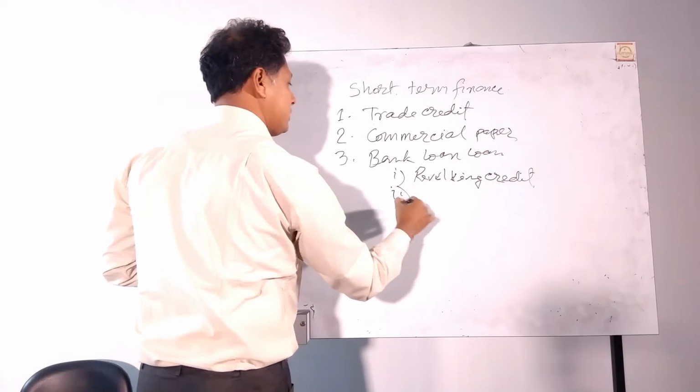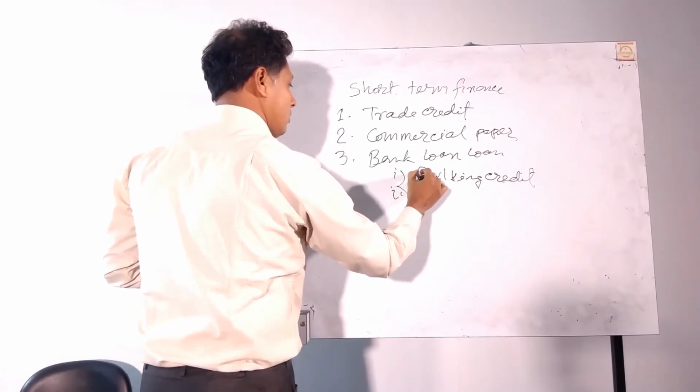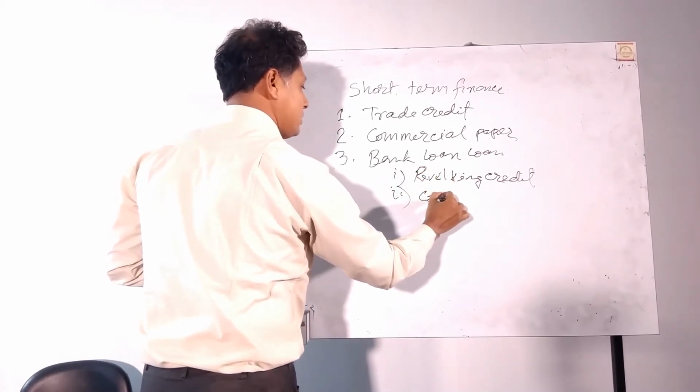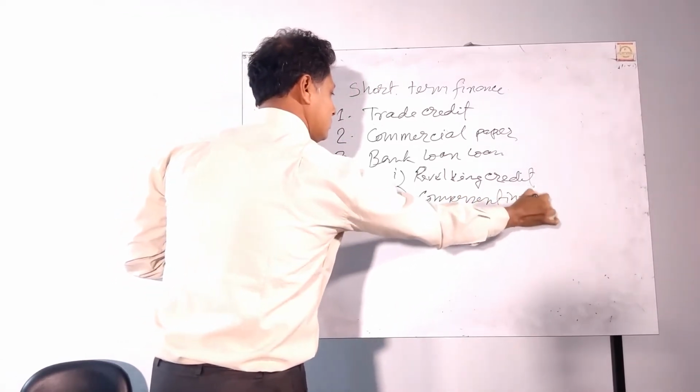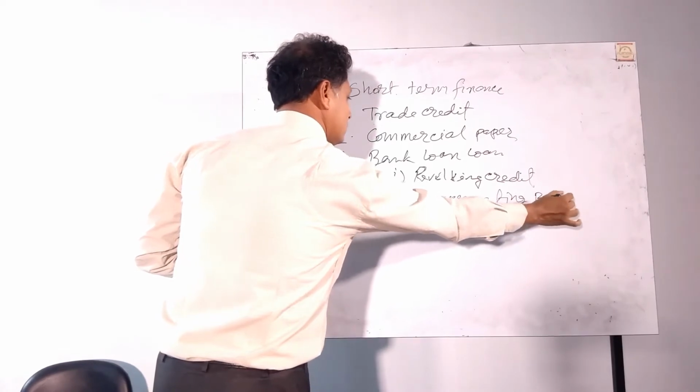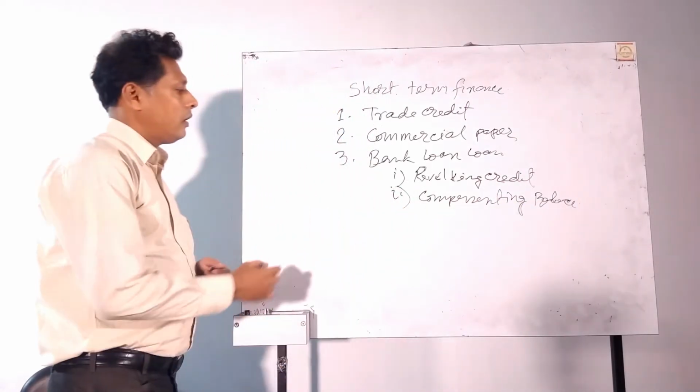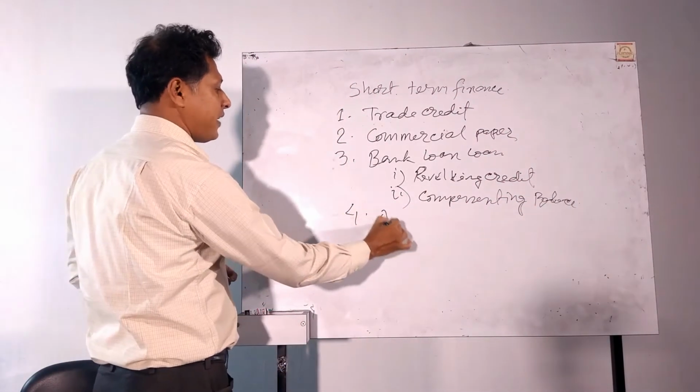And the second one is compensating balance. And the fourth one is account receivable financing.